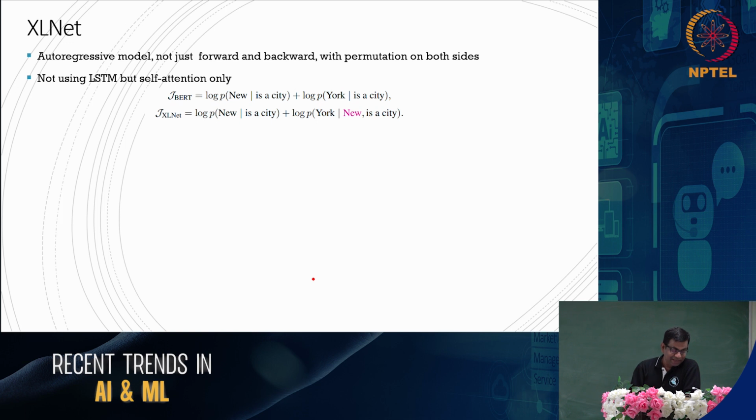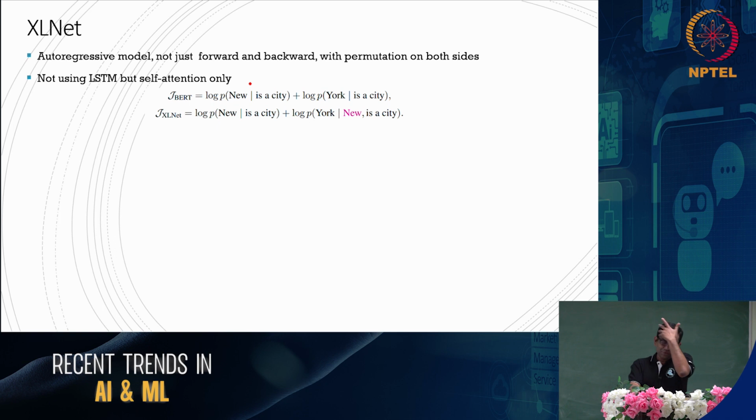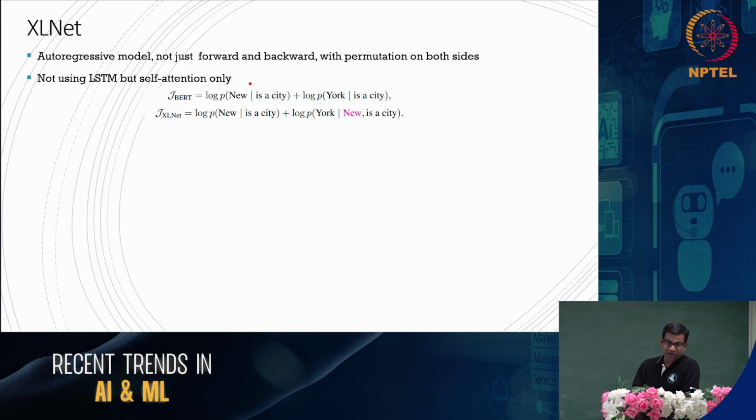Now, in XLNet, they said, okay, an autoregressive model, not just forward or backward, but with permutation on both sides. It's a tricky thing, I'll come to that. And not using LSTM, but self-attention. If you use LSTM, the dependency between different layers is not captured, even if you use them bidirectionally. You may say, okay, I use LSTM, I have forward and I have backward, I am concatenating them, so I am capturing both contexts, so what's the problem? But in the deeper layers, you do not have any connections, which is there in the transformer.